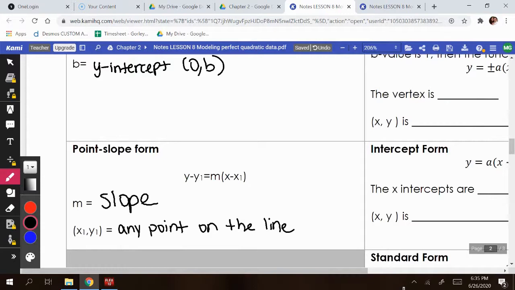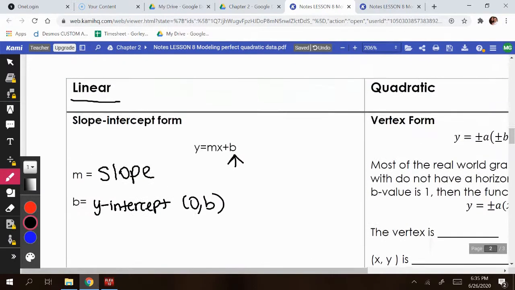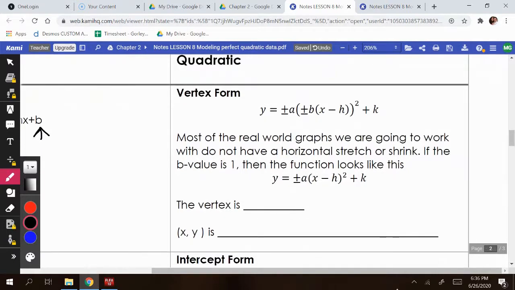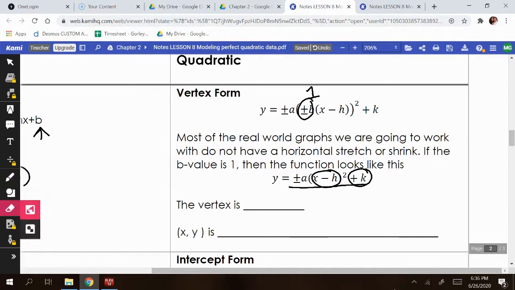Okay, and let's review the different forms for quadratic functions. The first form that we have is called vertex form because it allows us to easily identify the vertex. Most of the real-world graphs we're going to be working with aren't going to have a horizontal stretch or shrink. So if this b value right here is equal to 1, another way that you can write the vertex form looks like this.